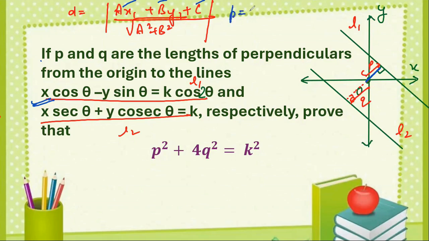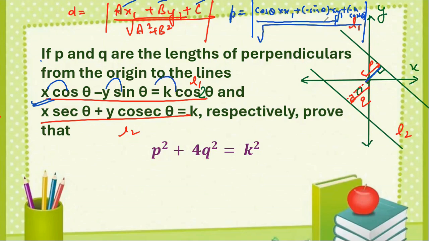So that is small p, that is equal to modulus of. Now, what is A? Whatever you have multiplied with X in the equation, that is cos theta. So it's cos theta times x1 plus B. B is minus sin theta with y. So minus sin theta multiplied by y1, and C, you have to take it to the left hand side. So it will be negative k cos 2 theta. Okay, because we have to take it to the left side.